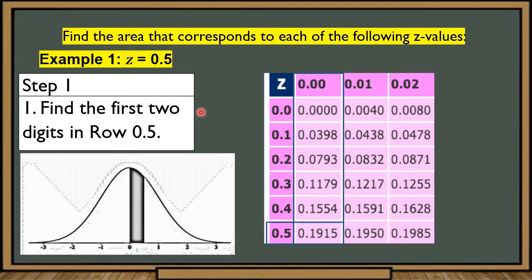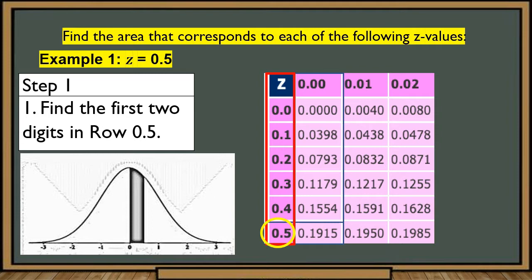So again, the first step is we will look at the rows. Hahanapin natin sa rows kung nasaan ba si 0.5. So dito natin siya hahanapin. So the numbers under z or sa rows. And 0.5 or 5 tenths is located here, is found here.